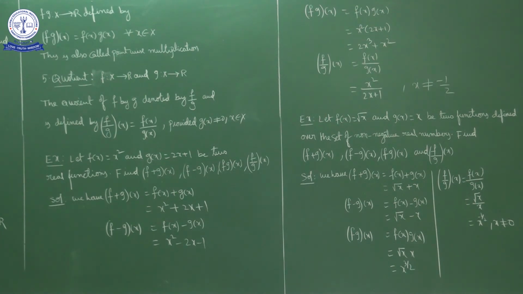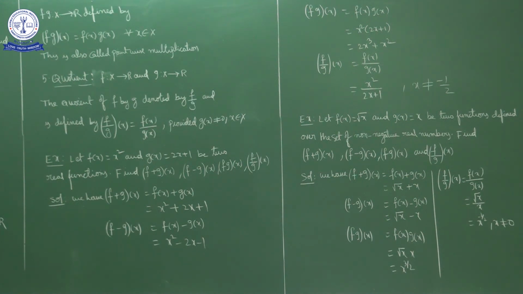Okay. Next, f by g of x. F by g of x is what? F of x upon g of x. So f of x is how much? Square root of x. G of x is how much? X. So square root of x upon x. But the denominator x we can write as root x into root x. So root x in numerator and root x in denominator cancel. So still we have root x in denominator, meaning x power 1 by 2 in denominator. If you write it in the numerator, x power minus 1 by 2. It is nothing but 1 by square root of x. Here x is not equal to 0, because if x is 0, 1 by root of 0 is an undefined quantity. So f by g of x is defined when x is not equal to 0, meaning only for positive real numbers.